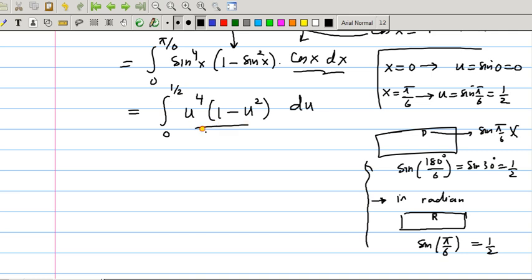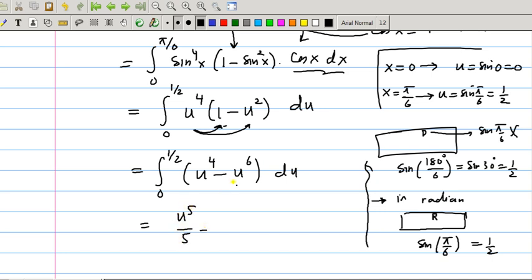So how to integrate this function? Can we integrate? We cannot integrate directly. So what should I do? I will multiply u squared inside. First, u will multiply by 1. It will give you u4. And then it will multiply by u squared. It will give me u6. Now I can integrate. u4 becomes u5 by 5 minus u6 becomes u7 by 7.